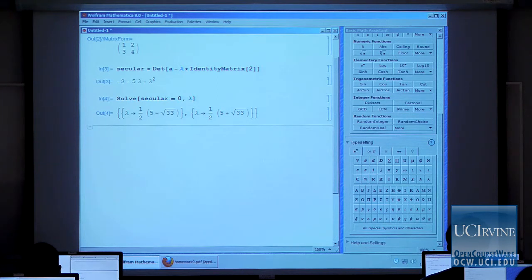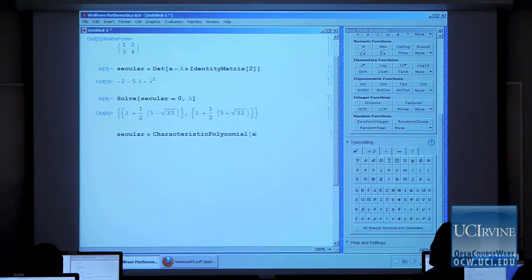Okay, and just for completeness, I'll show you another way that you could generate the solution or the secular equation in Mathematica. You could also say secular equals, and there's a command called CharacteristicPolynomial. It's a lot of typing. And then you say what the matrix is and then what the variable is. Okay?